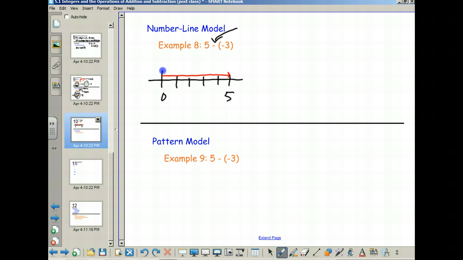This idea here, a negative and a negative, in terms of a number line, means what? It means addition, but what does it mean in terms of a number line? What happens when you do a negative on a number line? You go back the other direction, right? So here's what's happening physically.